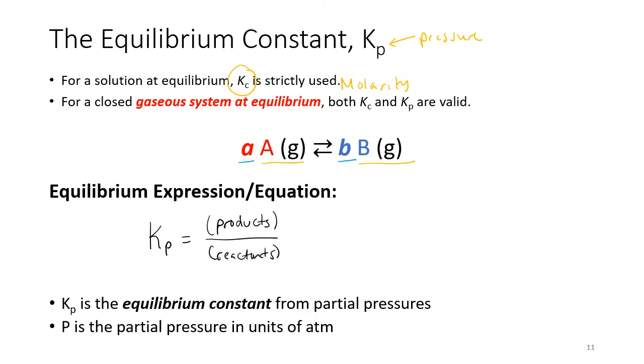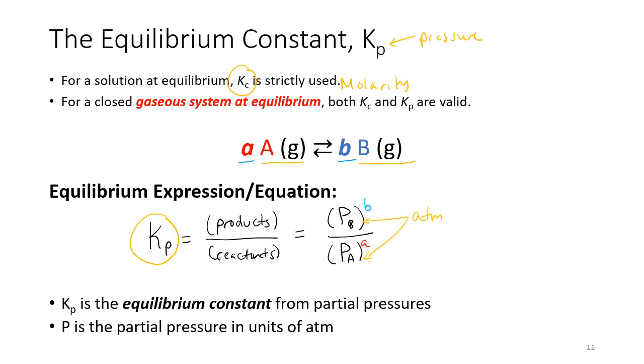And we'll still have to look at the coefficients for our balanced equation. But in this case, we're going to say that the partial pressure of gas B raised to the superscript lowercase b from the balanced equation over the partial pressure of gas A raised to lowercase a, which is our coefficient from our balanced equation. When we plug in atmospheres into this equilibrium expression for our partial pressures of our gases, we end up getting K sub P as our equilibrium constant.